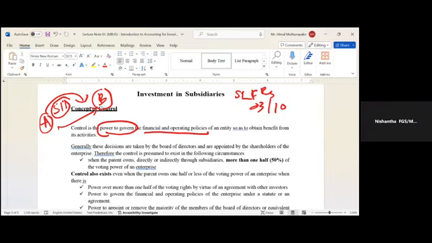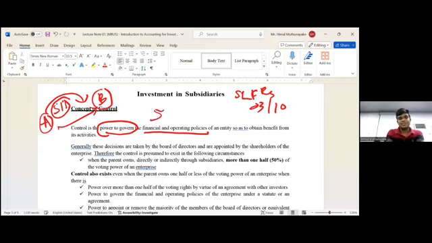Okay. So this 50% is only one factor, and there are other factors as well. Control also exists when the parent owns one half or less of the voting power of an enterprise, when there is, right? Look, let's say we can directly say, if you have more than 50% of the shares of another company, we can say you can control that company.